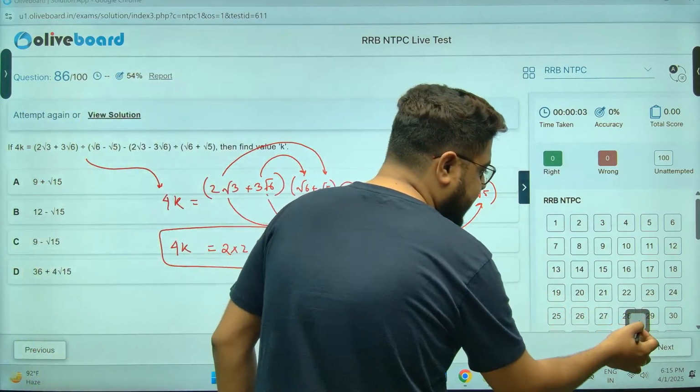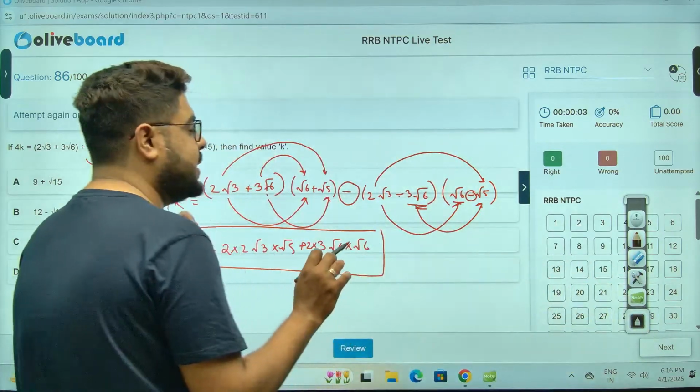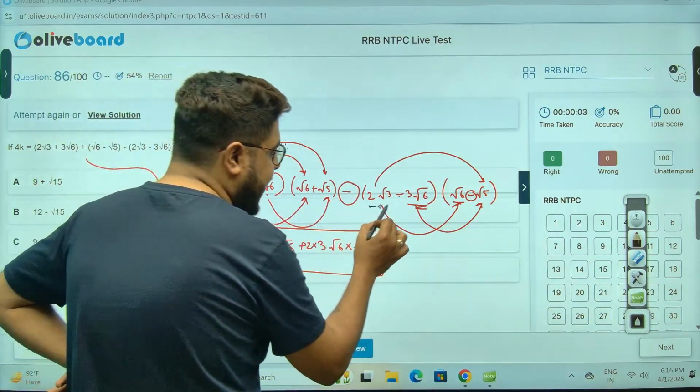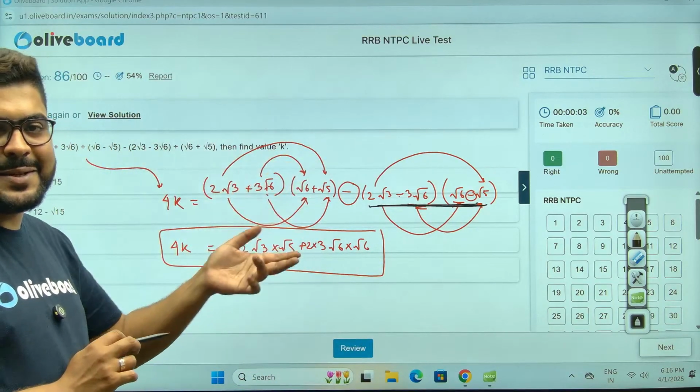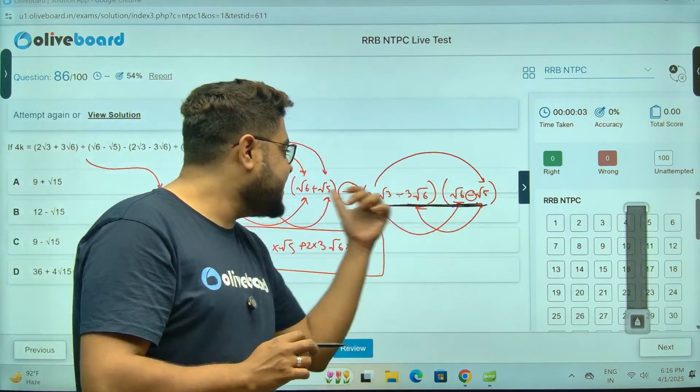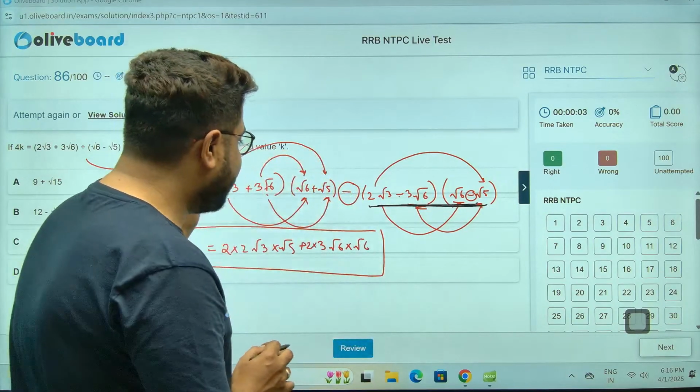What I have actually done here, rather than calculating the entire thing: wherever I was getting minus, those minus things will remain as twice, and wherever I was getting plus, it will cancel. So I have not taken those.